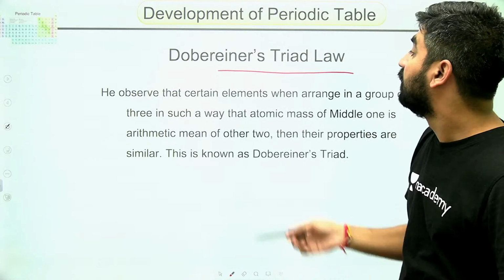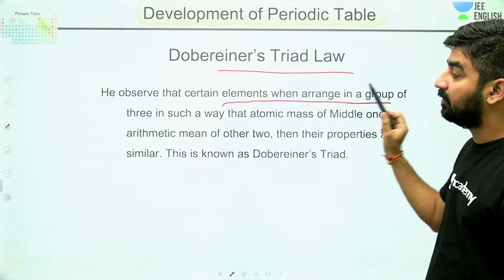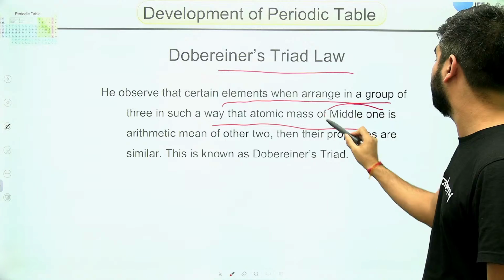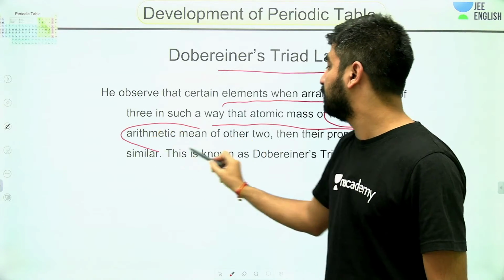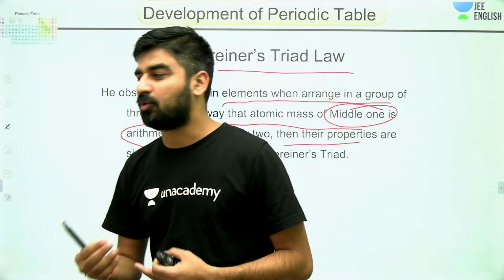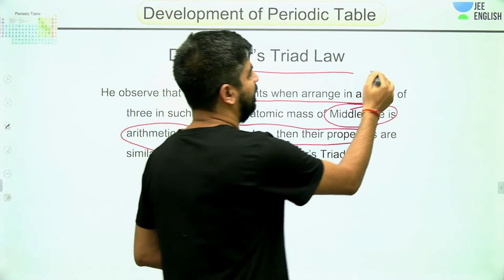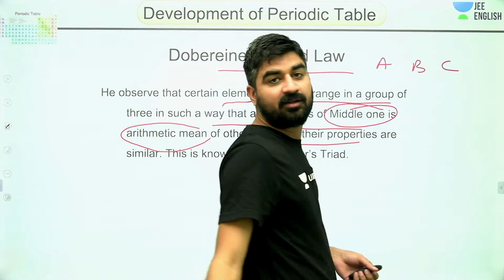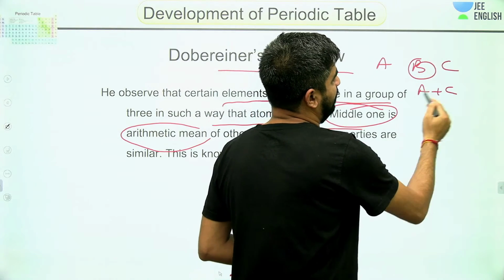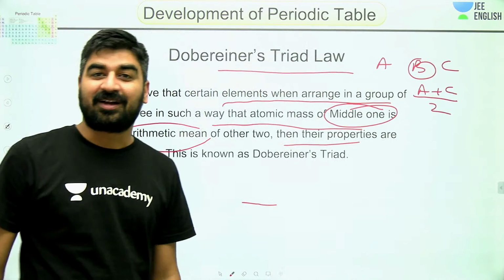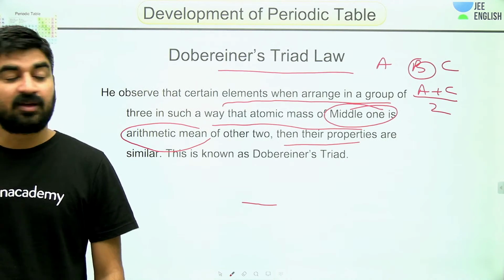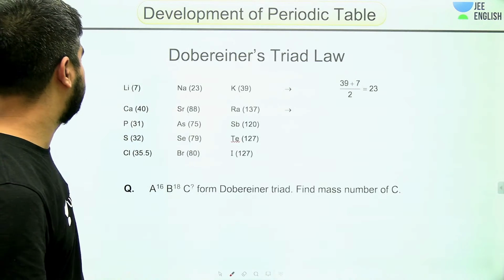And what did Dobereiner say? He observed that when certain elements are arranged in groups of three in a way that the atomic mass of the middle one is the arithmetic mean of the other two, then their properties are similar. So they were just trying some combinations. Suppose you are arranging three elements A, B and C. According to this theory, the atomic mass of B will be the sum of the atomic masses of A plus C, divided by 2. Arithmetic mean. You know how to calculate arithmetic mean. Okay, guys, so this is how they did.